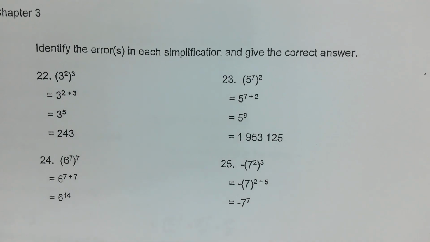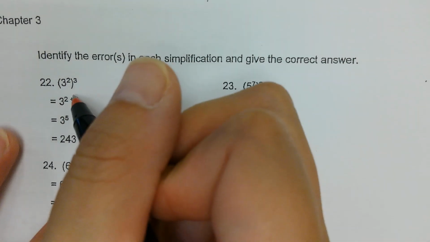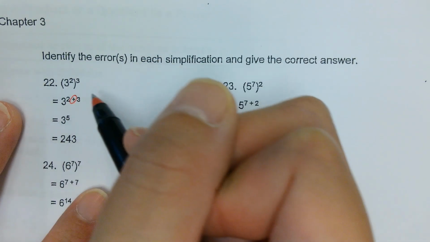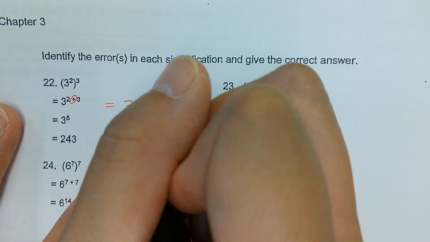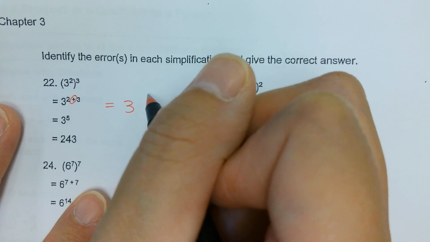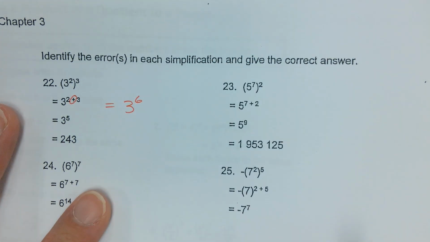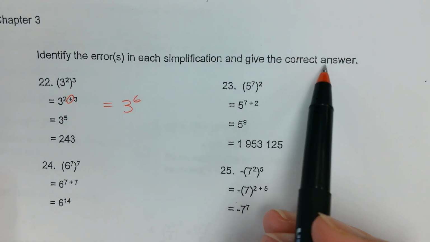Okay, number 22. There's a mistake here. Can you point out what is that mistake? They added the exponents instead of multiplying. Right here, exponent to exponent. It should have been 3 to the power of 6. Okay, and then give the correct answer.